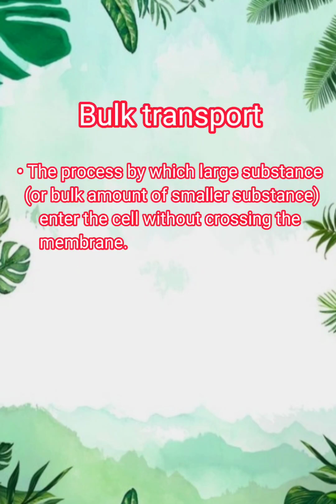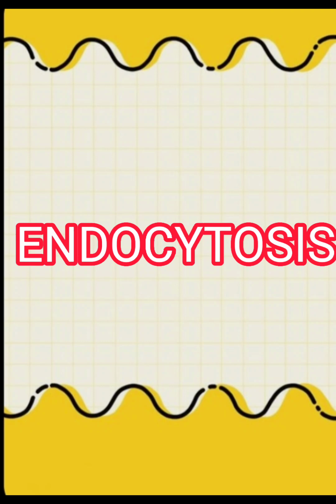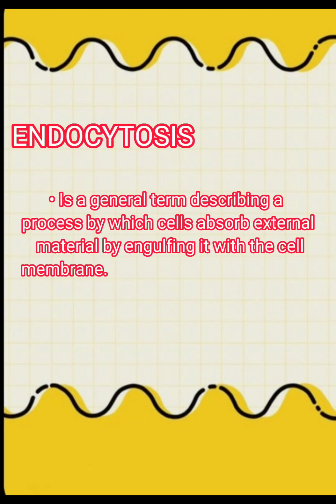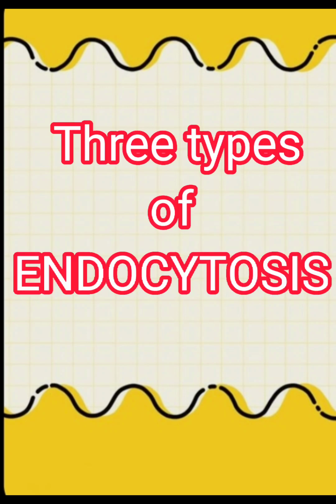Bulk transport. This is the process by which large substances or bulk amounts of smaller substances enter the cell without crossing the membrane. Endocytosis. It is a general term describing a process by which cells absorb external material by engulfing it with the cell membrane. Three types of endocytosis.